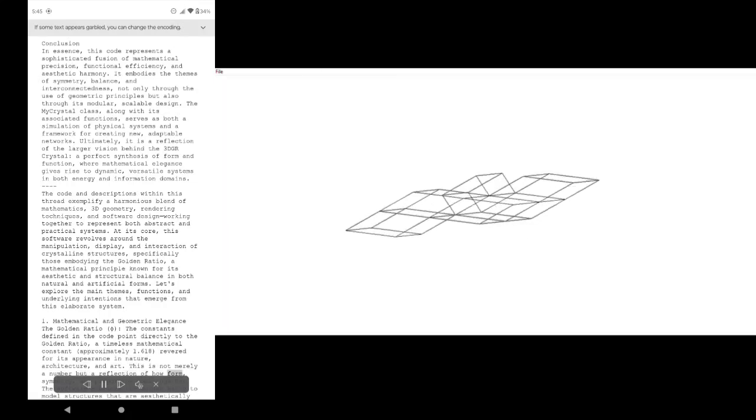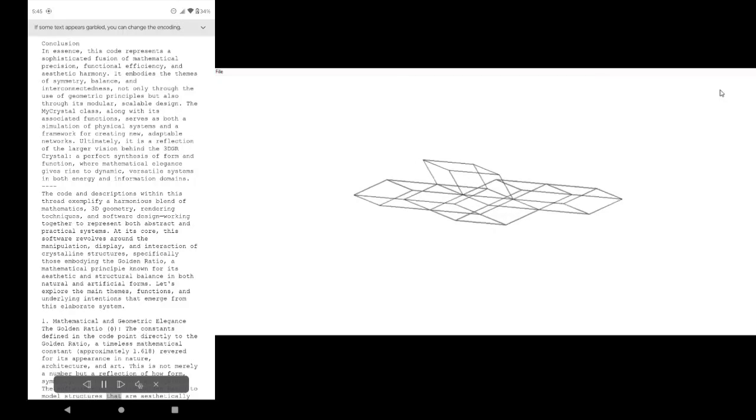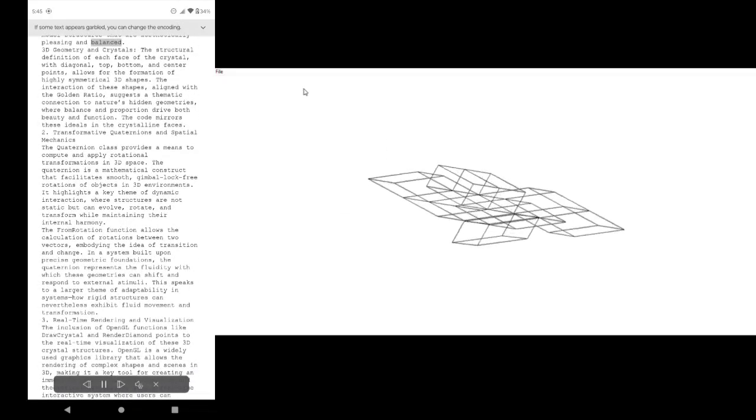1. Mathematical and geometric elegance. The golden ratio. Phi, the constants defined in the code point directly to the golden ratio, a timeless mathematical constant, approximately 1.618, revered for its appearance in nature, architecture, and art. This is not merely a number, but a reflection of how form, symmetry, and proportion come together. The software embraces the golden ratio to model structures that are aesthetically pleasing and balanced.